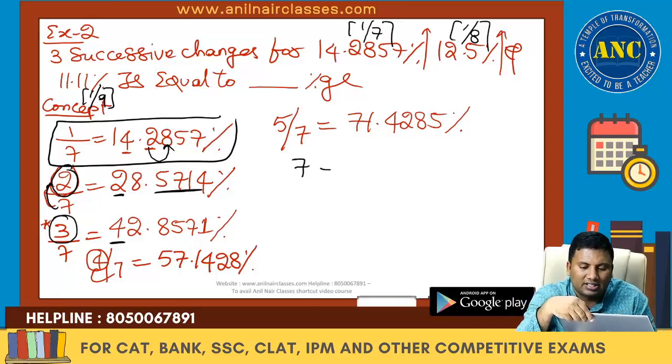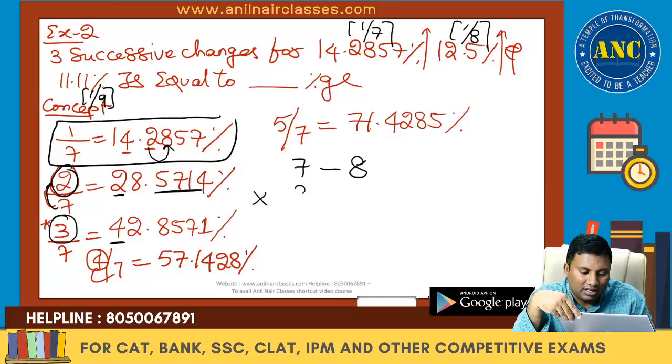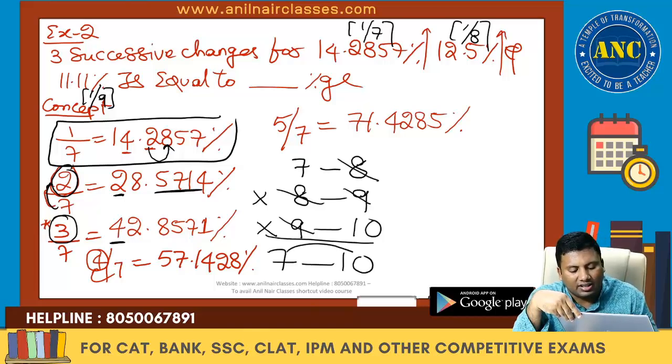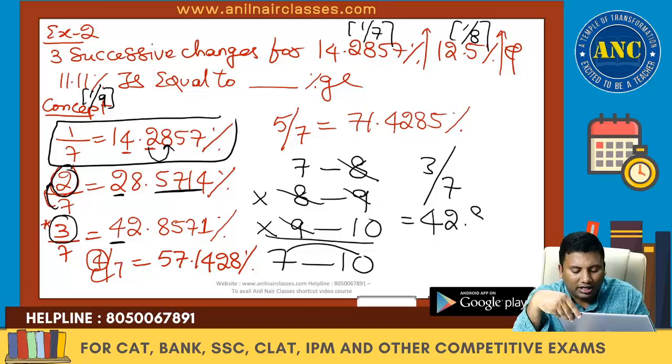7, 1 increase: 8. Next event, 8, 1 increase: 9. Next event, 9, 1 increase: 10. 8 and 8 cancel, 9 and 9 cancel. 7 is becoming 10. On 7 it became 10. Increase is 3 on 7. 3 by 7 is 42.8571.